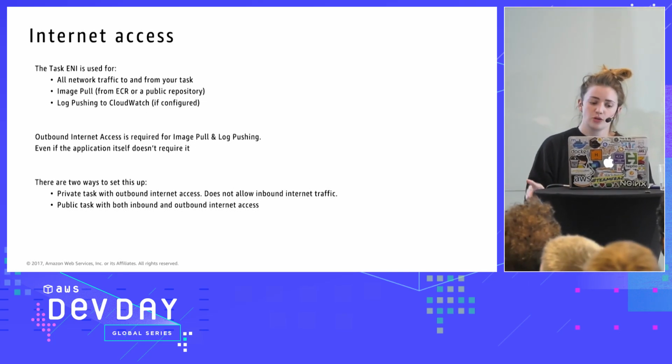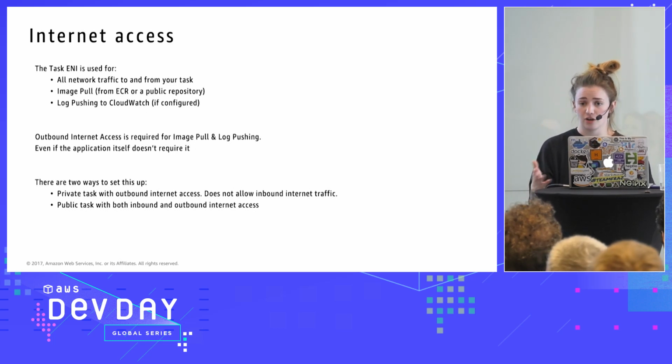Two options here, though. You have a private task with outbound internet access, which means that you can't have inbound traffic, or you can have a public task, which then has inbound and outbound traffic. So stuff that you can control in the security groups, stuff you control with network ACLs.